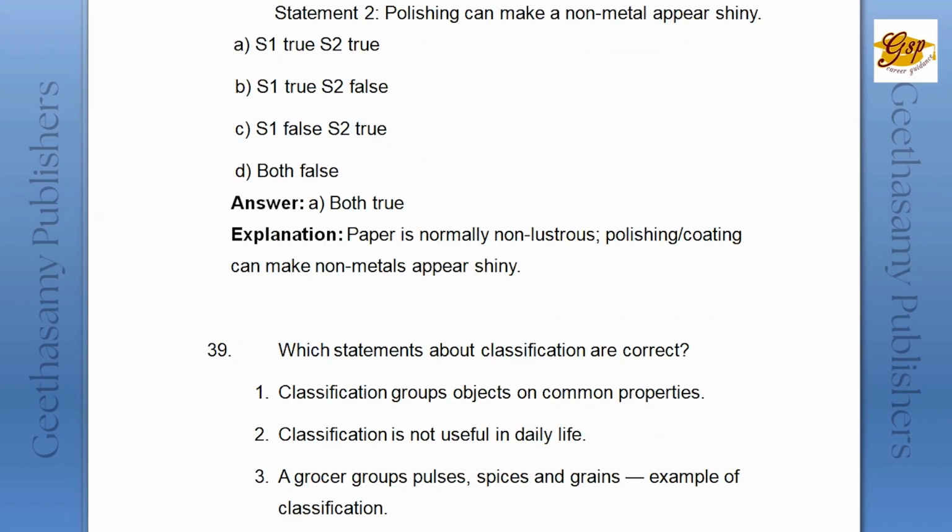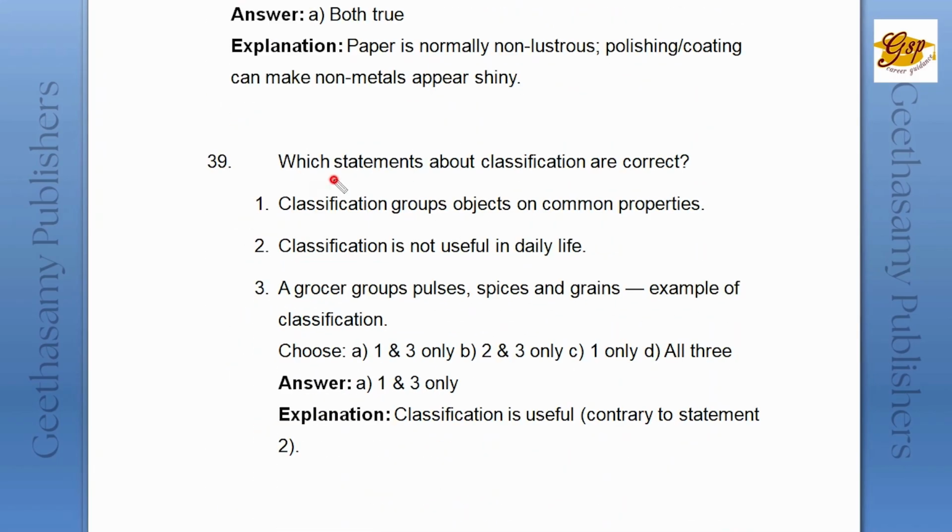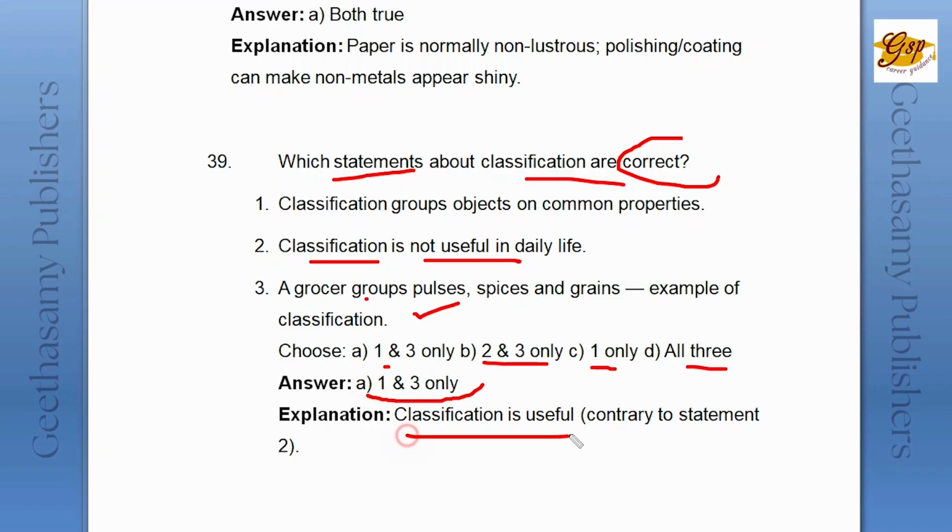Fine. And 39th question. Which statements about classification are correct? 1, classification groups objects by common properties. 2, classification is not useful in daily life. 3, a grocer groups pulses, spices, grains, an example of classification. 1 and 2 only, 1 and 3 only, 2 and 3 only, 1 only, all the 3. The correct statement is 1 and 3 only. Classification is useful, contrary to statement 2, right? Not useful, okay, fine.